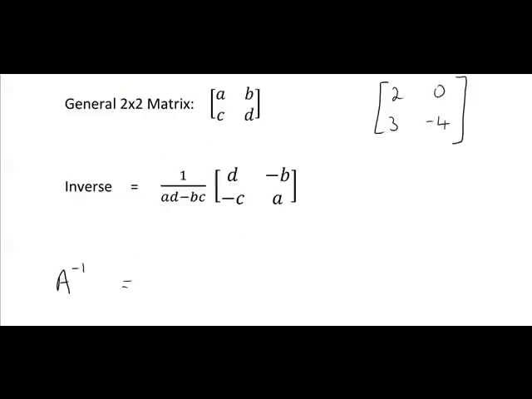So the given matrix we have is 2, 0, 3, minus 4. So we can see A corresponds to 2, B corresponds to 0, C corresponds to 3, and D corresponds to minus 4. So we're just going to rearrange that matrix according to our given general formula. So it's going to be 1 over AD, which is 2 by minus 4, minus B multiplied by C. So B is 0, C is 3.